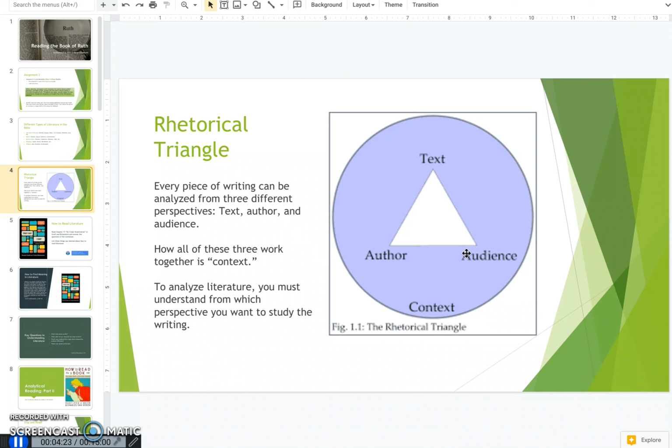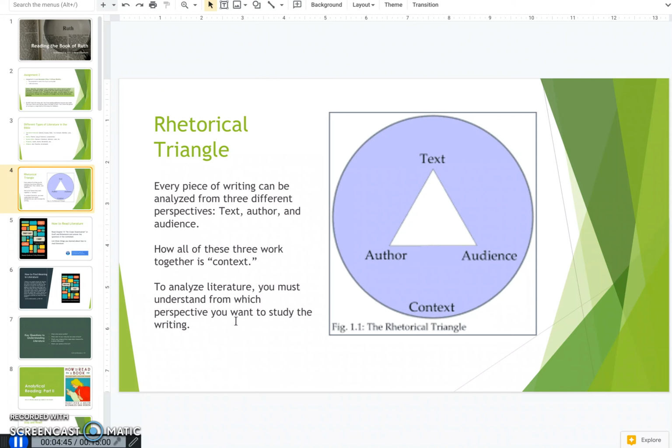All right, even a text message that I send to someone has these three parts. So I may text someone plans for dinner tonight. The text is the text message, the audience is the other person who's receiving it, and I'm the author of it. And the context around that is that we've already agreed we're going to have dinner tonight, and we're just trying to figure out the plans of where to go and when.